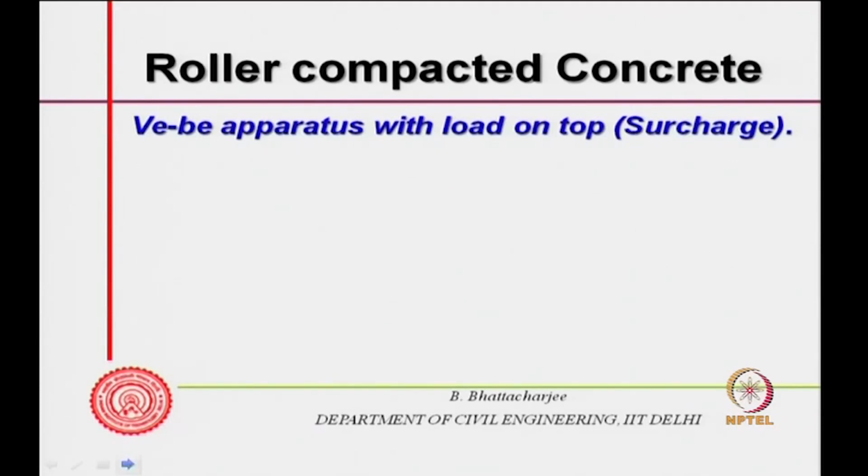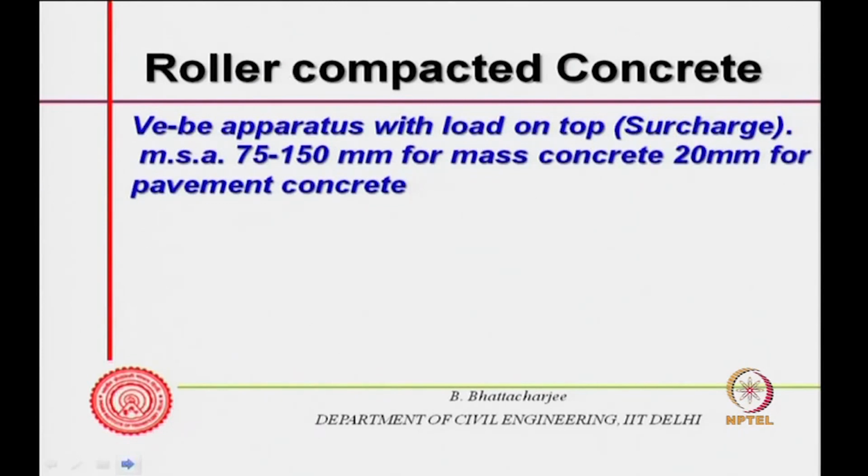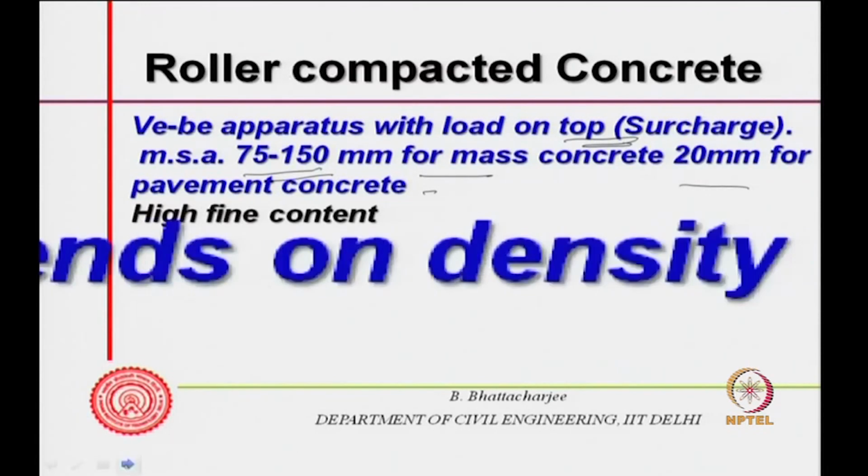PB apparatus with load on top is what we use, with the surcharge you used, and its MSA can be 75 to 100 mm for testing the workability. We will come to that a little bit. I can have MSA 75 to 100 mm for mass concrete, 20 mm for pavement concrete, which can be as strong as 30 MPa or 30-40 MPa. 30 MPa is easily attainable in Indian scenario.